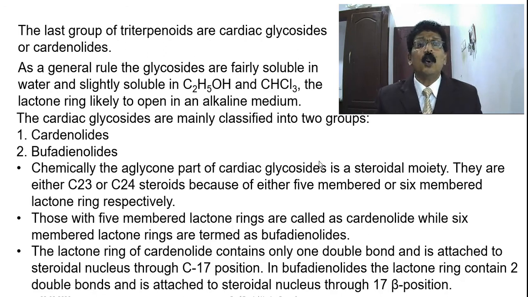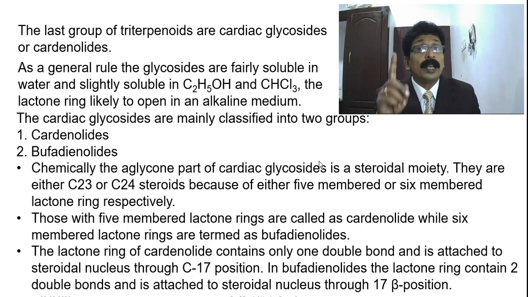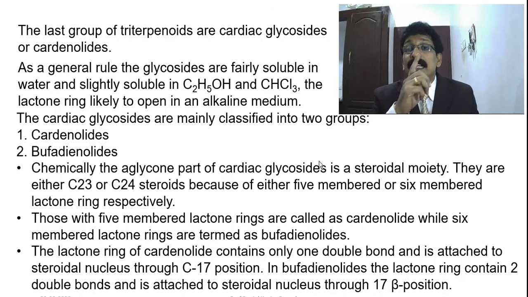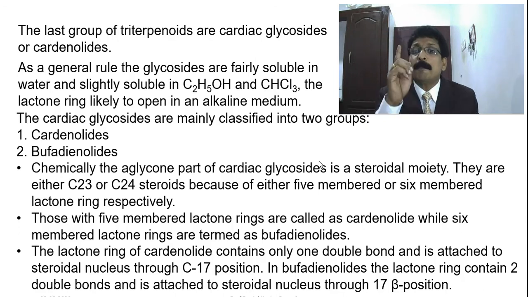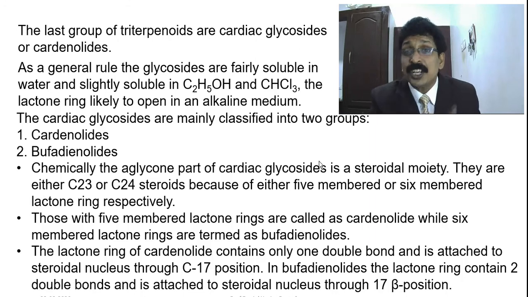As a general rule, the glycosides are fairly soluble in water and slightly soluble in ethanol and chloroform. The lactone ring, we talked about the lactone ring previously. There is a 6-membered lactone ring, a 5-membered lactone ring, which we have seen before. So these lactone rings play a major role in the steroidal ring structure, at the 17th position of the cyclopentanone structure. If you have a lactone ring, they become cardiac glycosides.